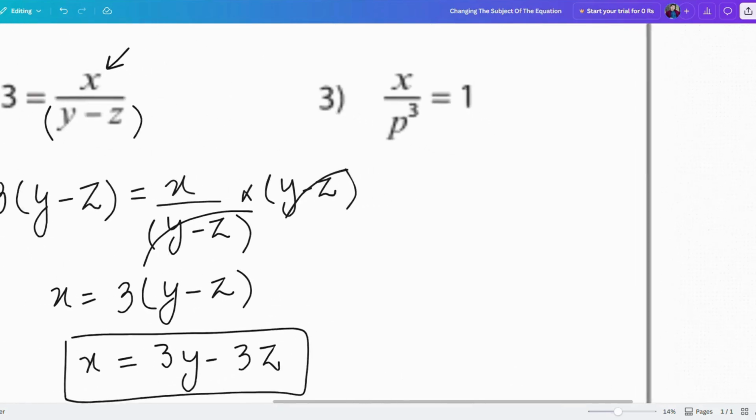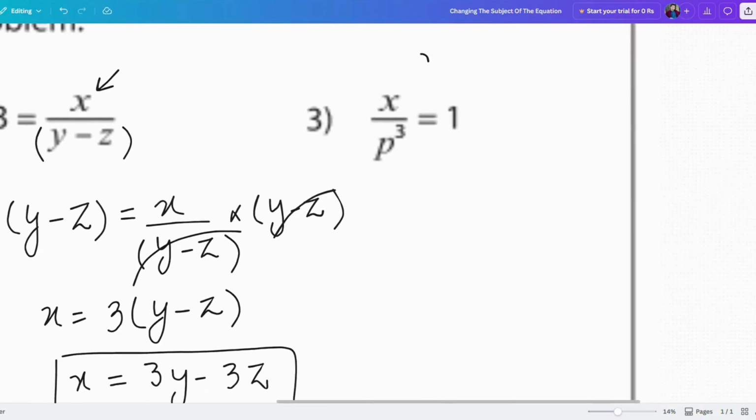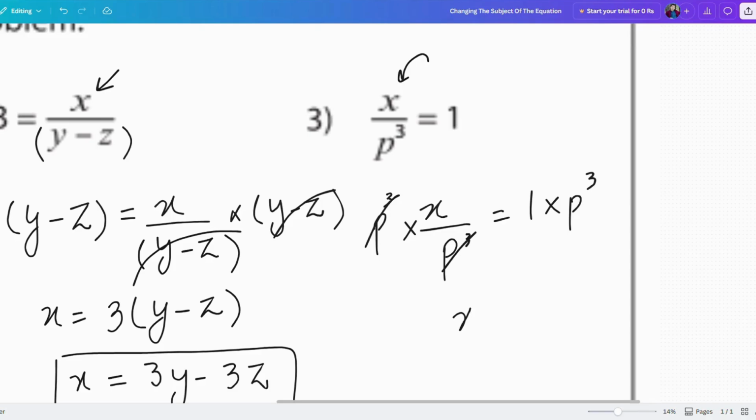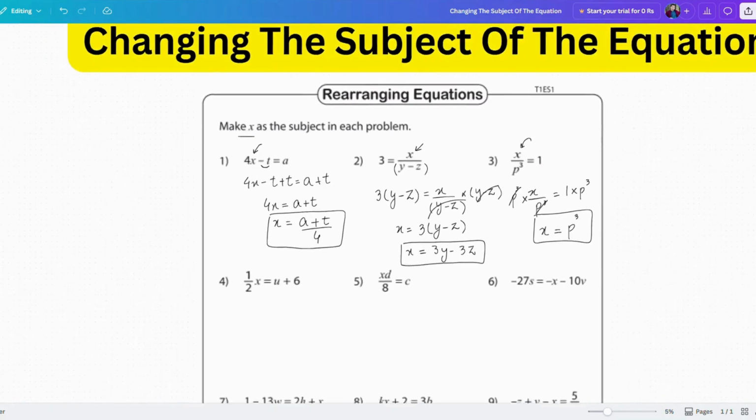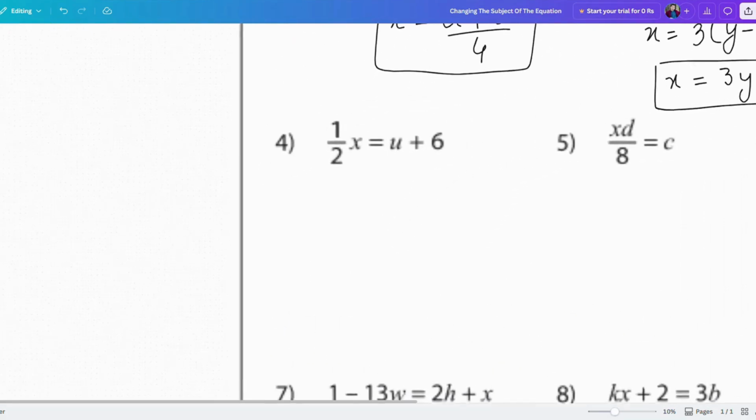Now let's move towards the third one real quick. For this one, in order to find this x, I will multiply both sides by p cube. Just this way, 1 multiplied by p cube. So this will cancel out with this one. So x is equivalent to p cube is going to be the solution for question number 3 that we have. Now let's move towards question number 4.